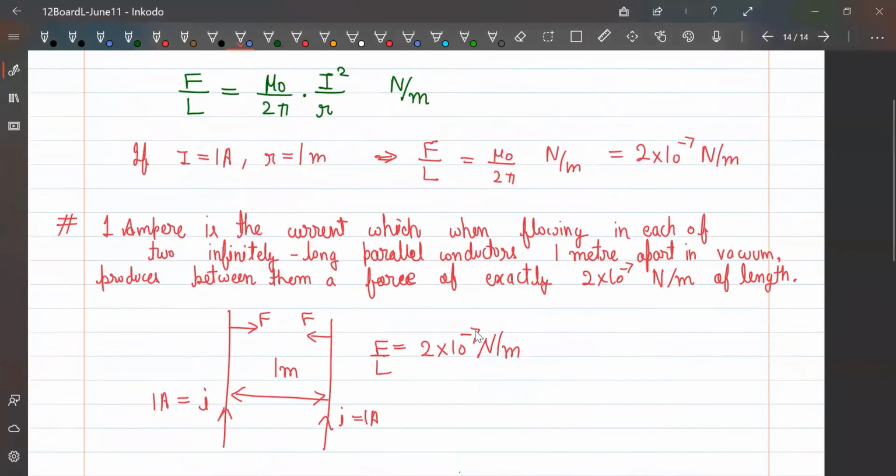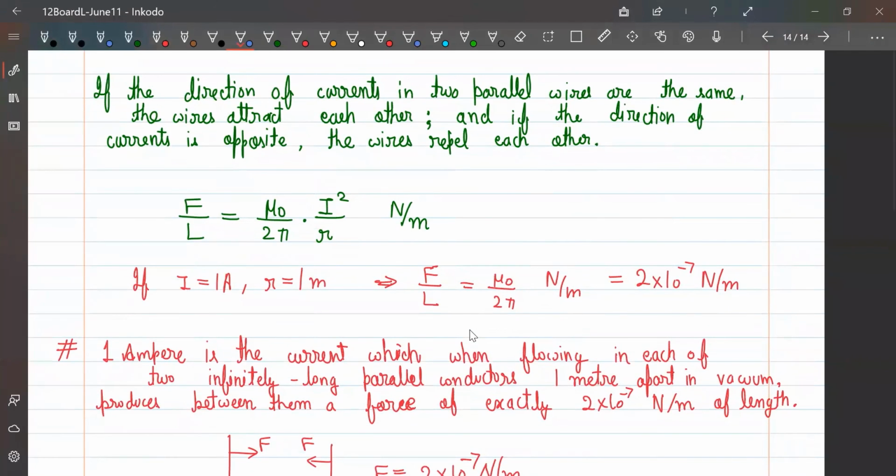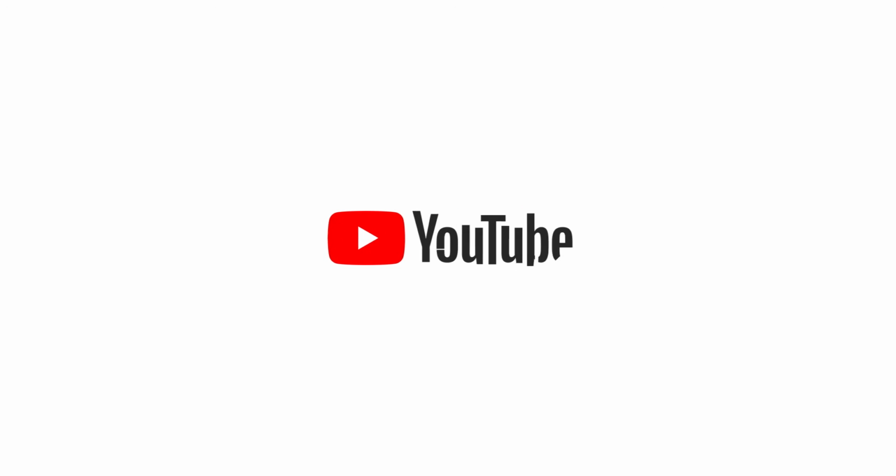Okay, note this down. Today we'll keep the class up to here. In the next class, we'll be discussing the galvanometer and also the magnetism around the Earth's surface.